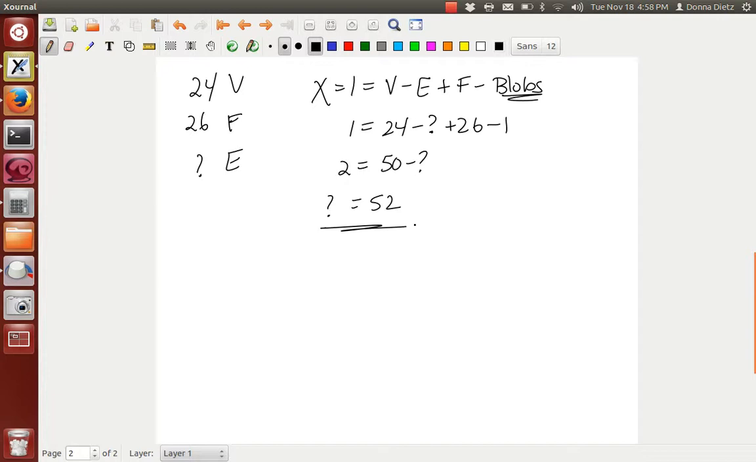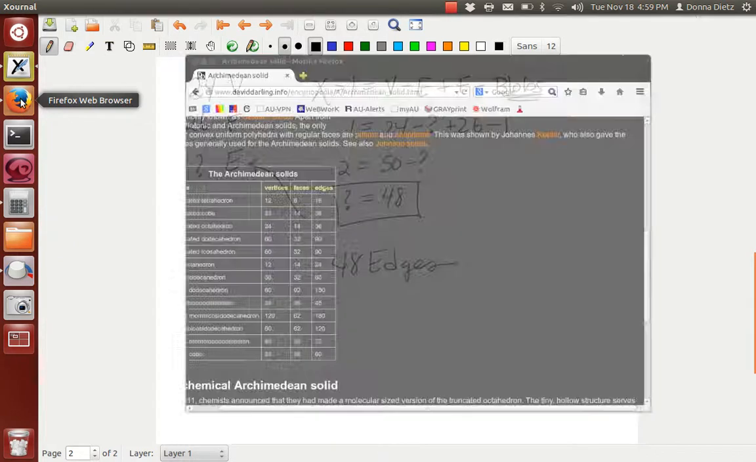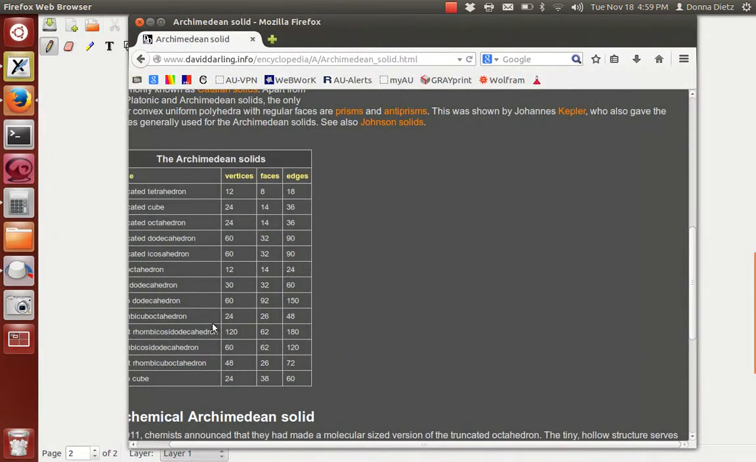Nope, I did this wrong. Sorry, I did it backwards. It should be 48. Okay, so we subtract 2 from each side and then add both sides. Okay, so there we go. 48 edges, and I've now completed the exercise for one shape, and I have 4 more to go. But let's double check. On the internet here, we had 48, so we're happy.